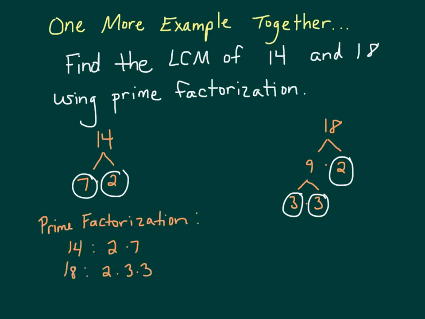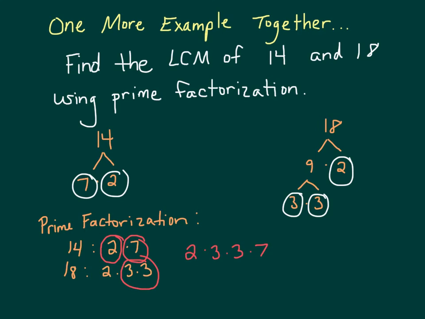And once we have those prime factorizations written out, then we're going to look for any different factors wherever they show up the most. So I can see that I have a 2 here and a 2 here, and it really doesn't matter which one I circle. So I'll go ahead and circle this 2. And then I have a 7 that shows up here, and then I have 2 3's. So then to find the least common multiple, I'll multiply 2 times 3 times 3 times 7.